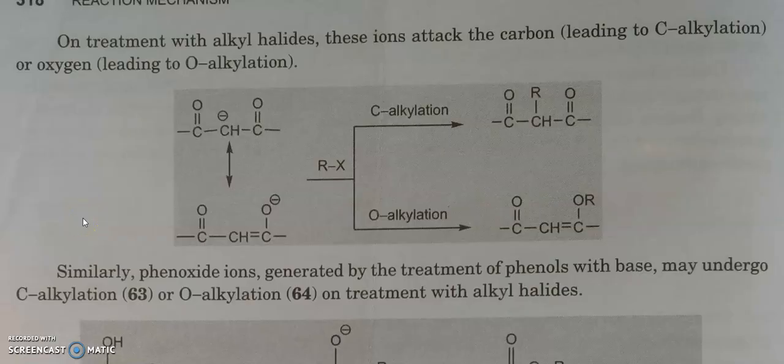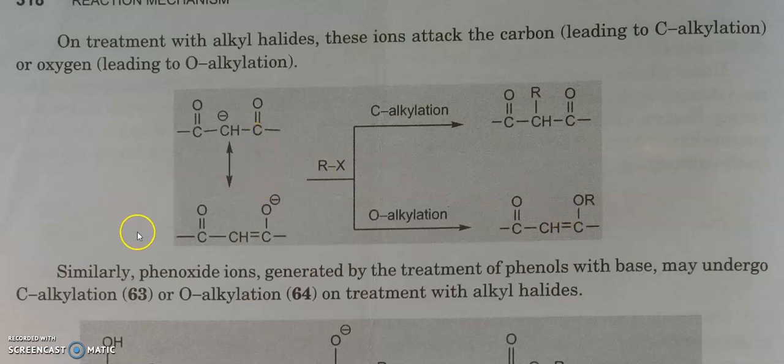On treatment with alkyl halide, these ions attack through the carbon, leading to C alkylation, or through oxygen, leading to O alkylation. So C alkylation, you can see, is attack on this CH, and in O alkylation, OR is here. So here CH minus, here O minus.